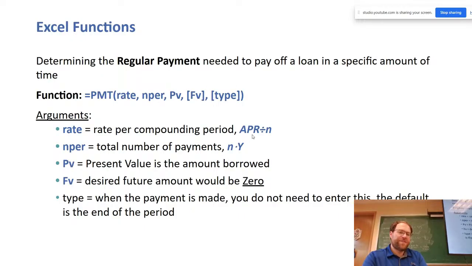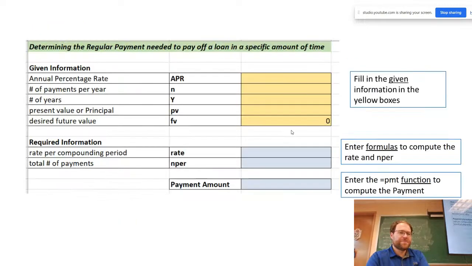Rate is the interest rate per compounding period and per total number of payments, PV present value, FV future value, and you want that to be 0 for a loan. Again, Excel sheet with that information. You can just fill in the numbers for each of those. And then we can enter the formulas to get those two, and then the payment function to get the payment amount.